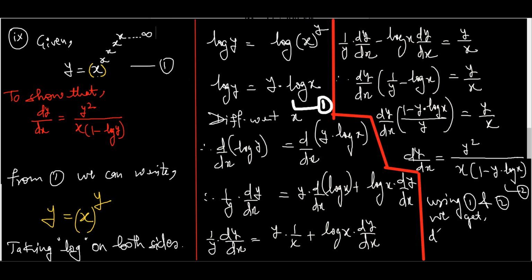We get dy by dx equals y square upon x into 1 minus log of y. Okay, and that is it. See, we got what we were required to get. What we were required to get, we got it. Okay, please copy this.